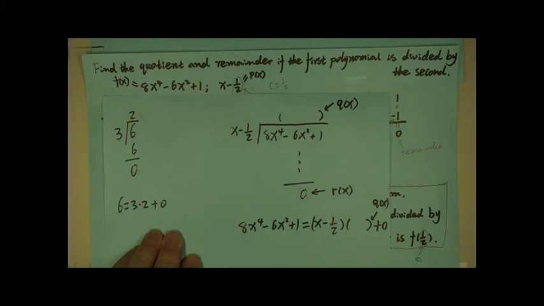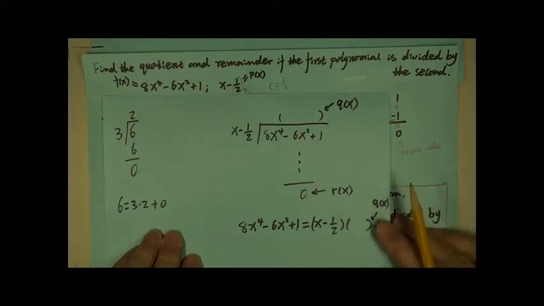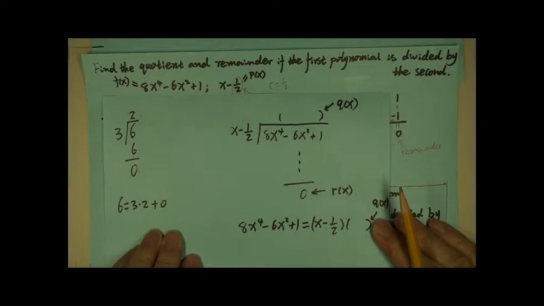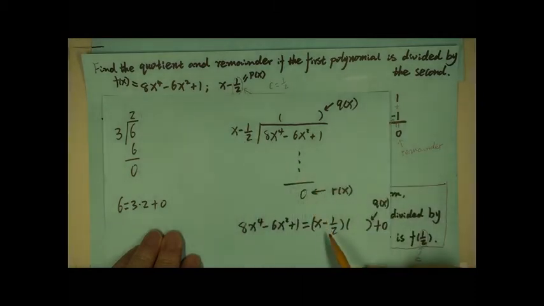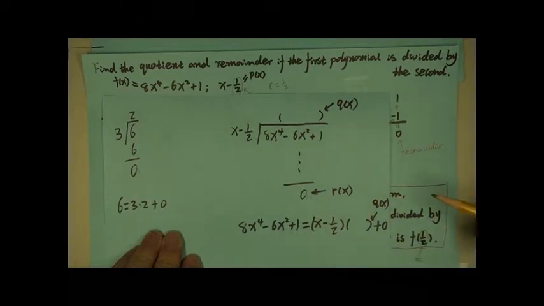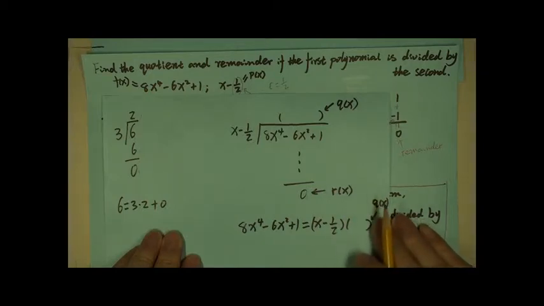Okay? Yeah, plus 0, fine, but you don't need that. So this tells us, if you find the remainder is 0, then you can be sure x minus 1/2 times this q of x, you don't know, equals that. This tells us x minus 1/2 is actually a factor of this one. That's very useful for the remainder theorem.